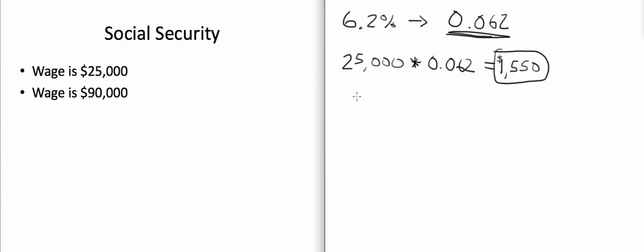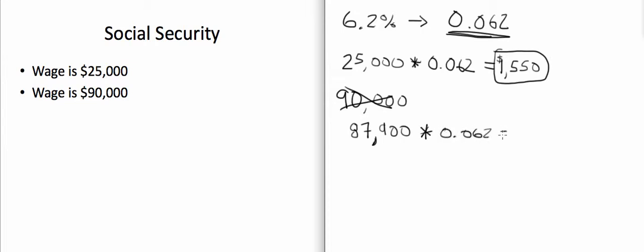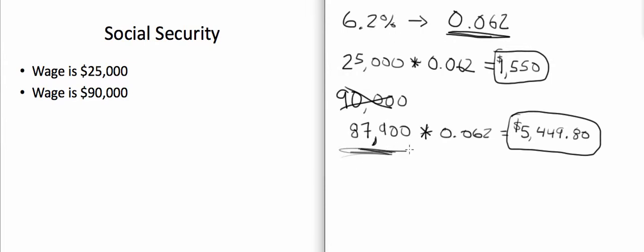Now we also have the wage of 90,000. If you saw in our notes, the max amount that you can take out for Social Security is $87,900. So if we have a salary that is over 90,000, we don't take it out of 90,000, we take it out of 87,900. This 90,000 wage gets bumped down to 87,900. That's what we multiply by 0.062, and we get an answer of $5,449.80. That's fairly straightforward, except we need to pay attention to that aspect. If it's over 87.9, we only take it out of 87.9.